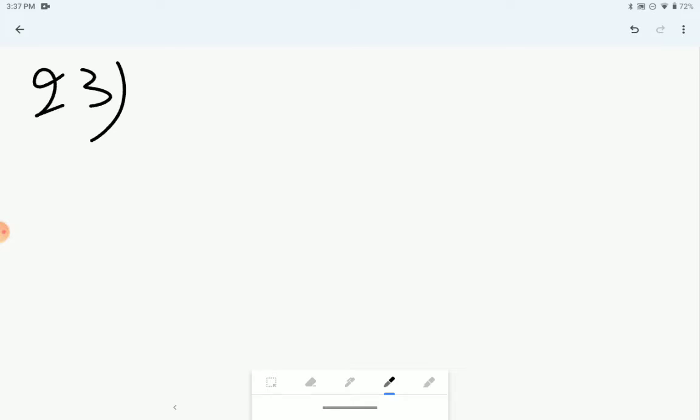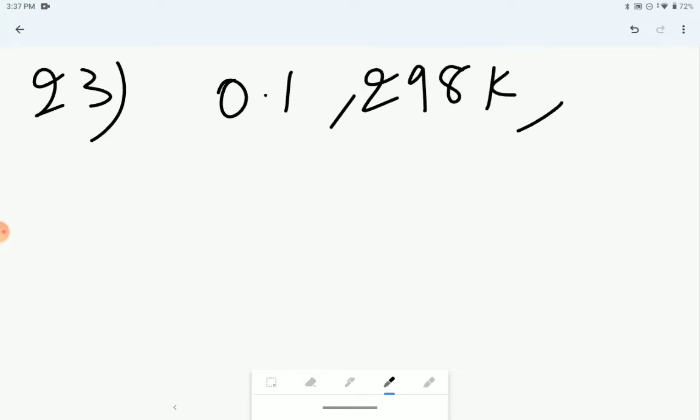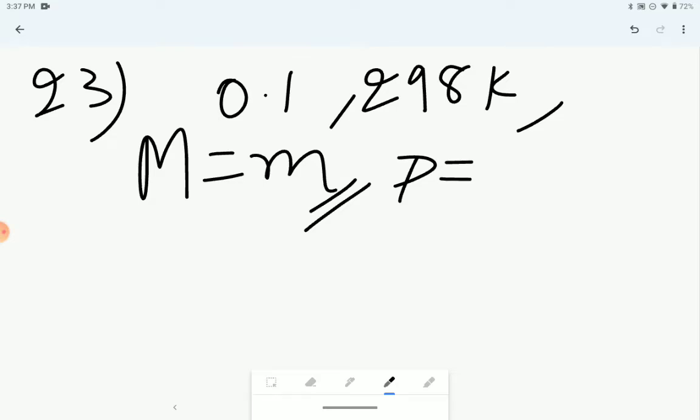In the 23rd question, it was given that the mole fraction of solute in a solution is 0.1 at 298 K. The molarity of this solution is the same as its molality. Molarity is defined as capital M and molality is defined as small m. Also the density of this solution was given, which is 2 gram per centimeter cube.